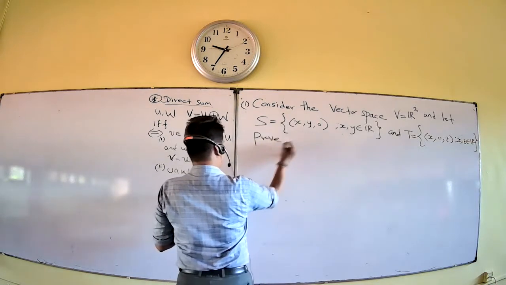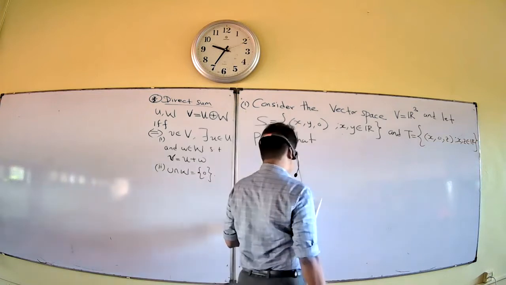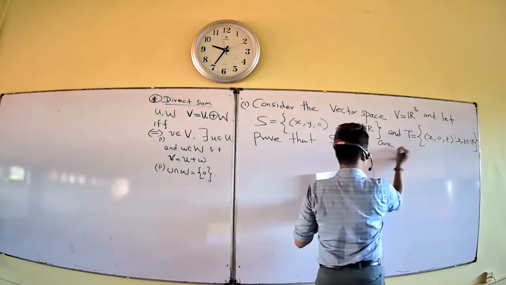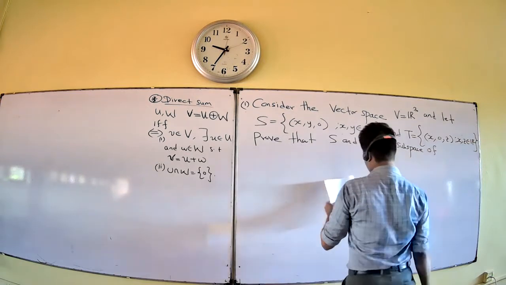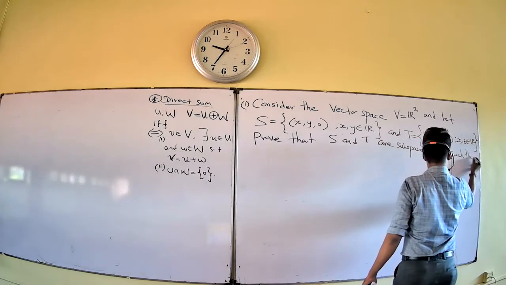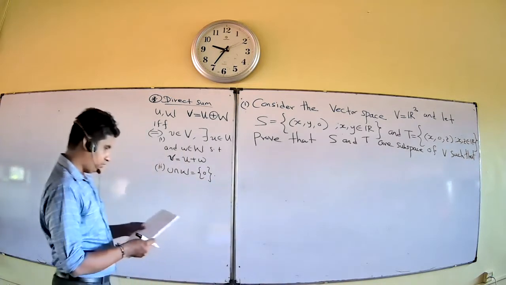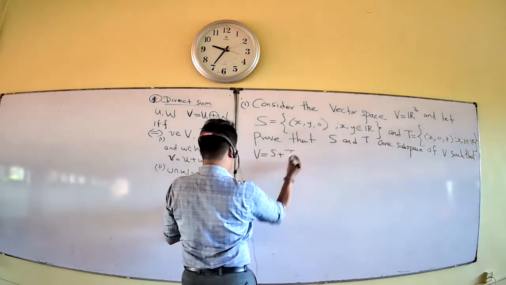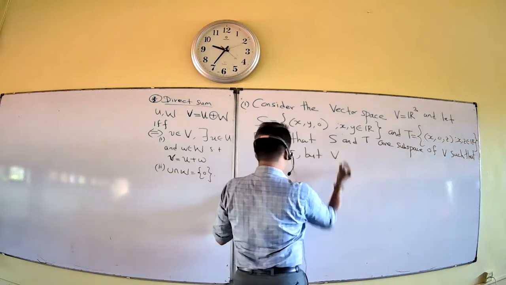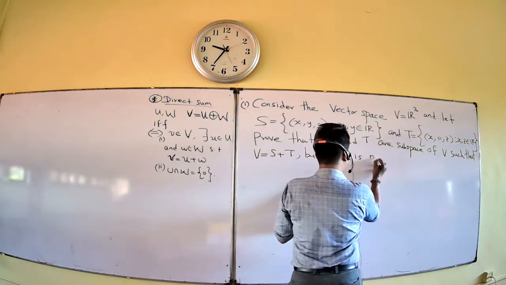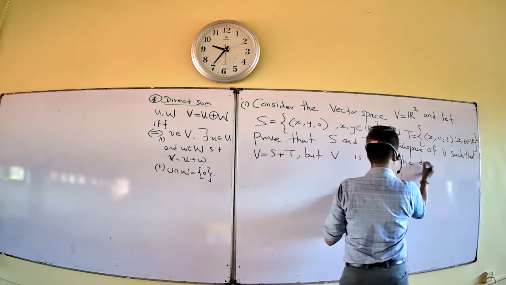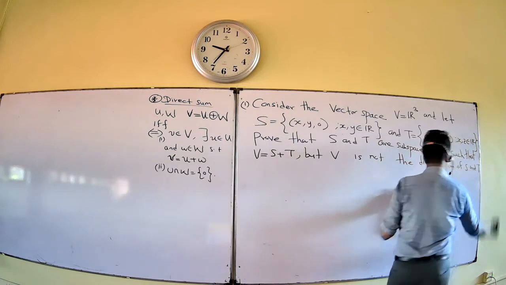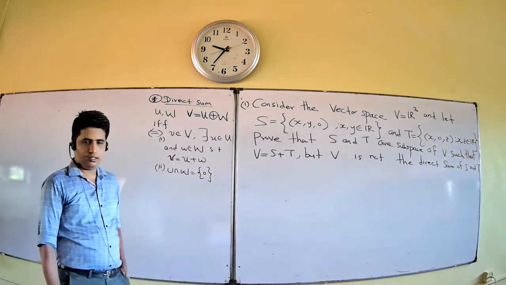Your question is: prove that S and T are subspaces of V such that V equal S plus T, but V is not the direct sum of S and T. So here V is not a direct sum of S and T.